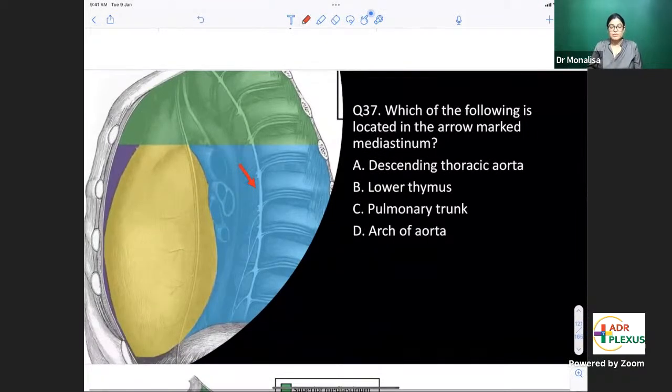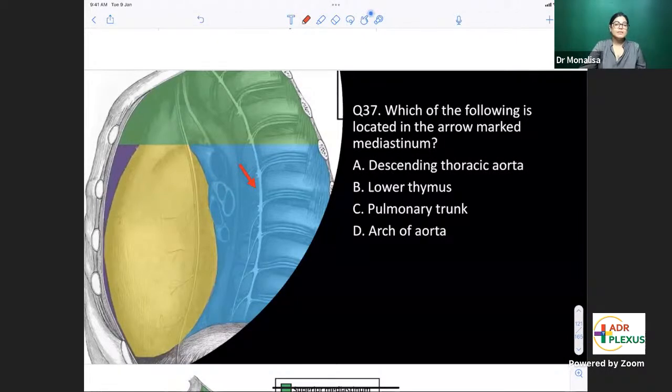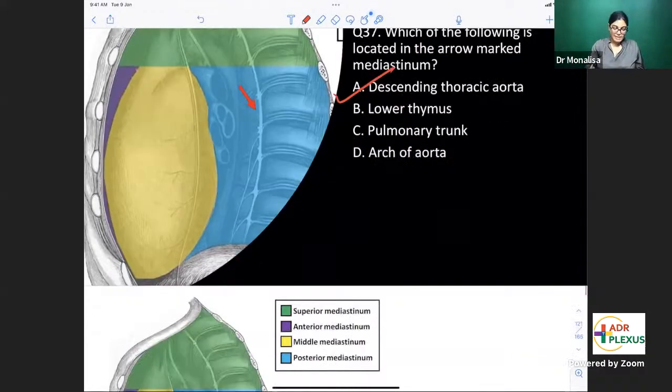Which of the following structures is located in the arrow marked space of the mediastinum? This blue color space is which mediastinum, and what does it contain? Yes, posterior mediastinum is absolutely correct. What does it contain? Many of you have given the right answer, and definitely the right answer is the descending thoracic aorta.